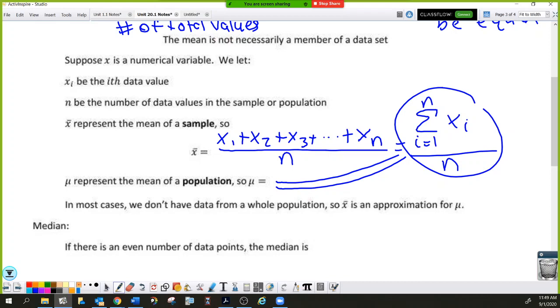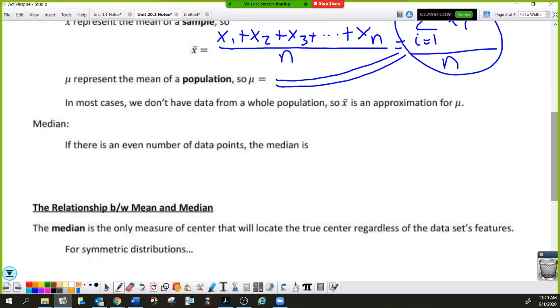But if I stood at the front of Walmart and as people walked through the door I just asked, do you like coffee? You see, this is a random sample. It has nothing to do with where I'm standing. And if my sample size is large enough, then I could say the mean of that sample should be relatively equal to the mean of the population. Okay? So that's what it says. In most cases, you don't have data from a whole population, so X bar is an approximation for mu.